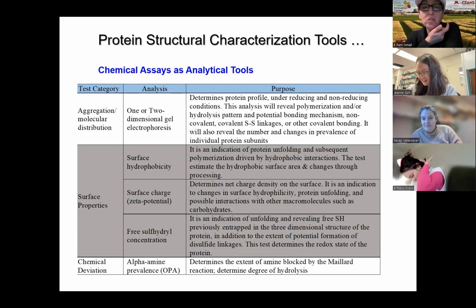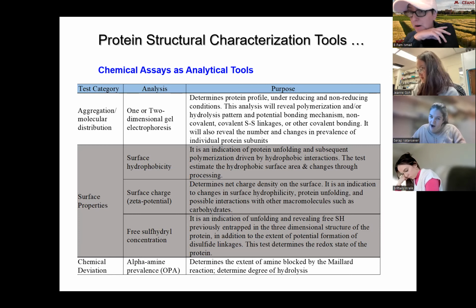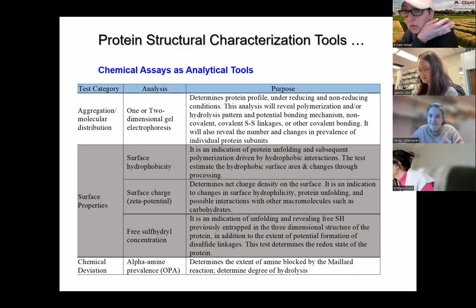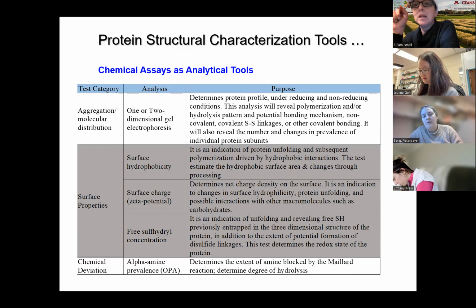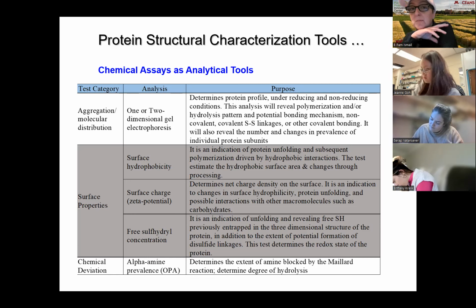Okay, so moving on to surface charge. Usually surface charge can be measured by chemical assays, but in our lab we use an instrument. So I have it here, but it's really instrument based. You would measure the charge load on that protein, and it's really measuring the net charge, and it changes based on the pH of your solution. In the lab, we often measure it at pH 7, and sometimes at pH 3.4.